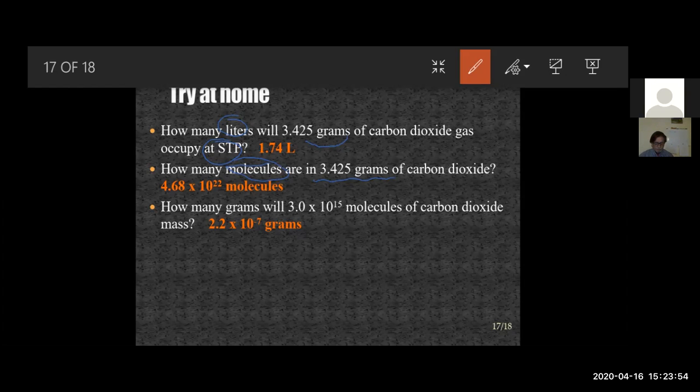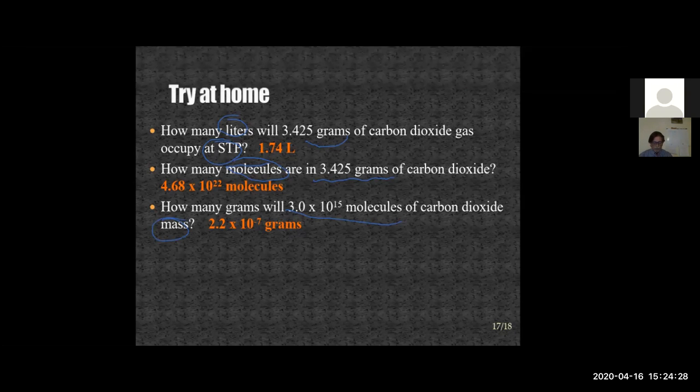And then finally, the last question says, if I have 3.0 times 10 to the 15 molecules of carbon dioxide, how much does it weigh? What is the mass? Okay, so now you've got molecules of carbon dioxide, convert that to moles of carbon dioxide, which you then convert to grams of carbon dioxide. You should end up with 2.2 times 10 to the negative 7 grams. So try those at home.